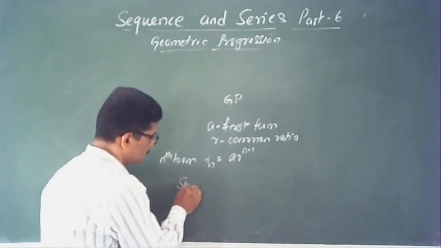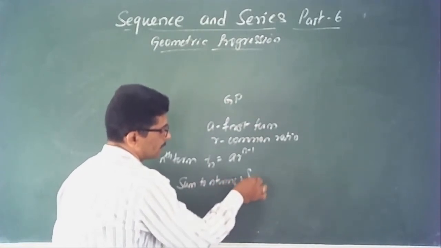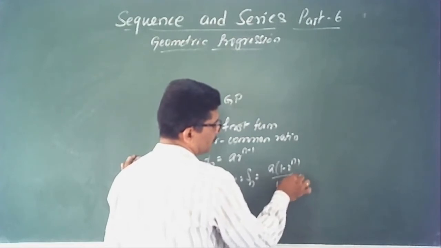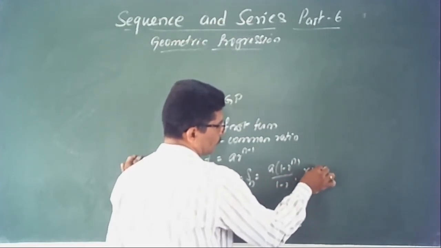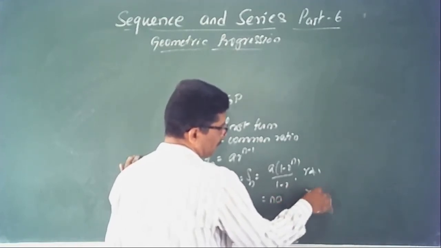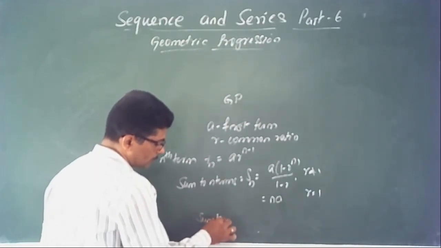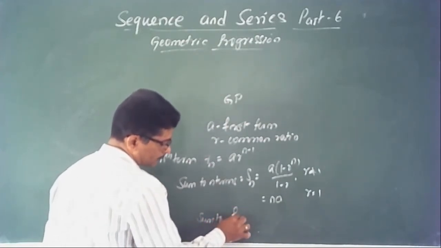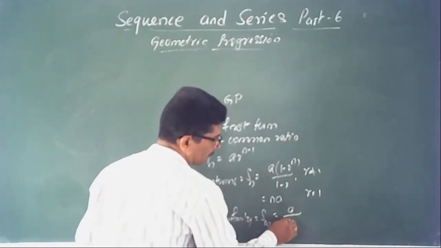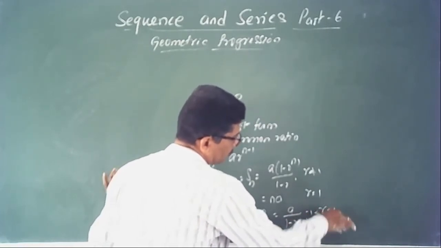Sn is the sum to n terms, which we denote as Sn equals a into 1 minus r raised to n divided by 1 minus r, when r is not equal to 1. When r equals 1, it is n into a. The sum to infinity, S infinity, has the formula a divided by 1 minus r, when r is between minus 1 and plus 1.